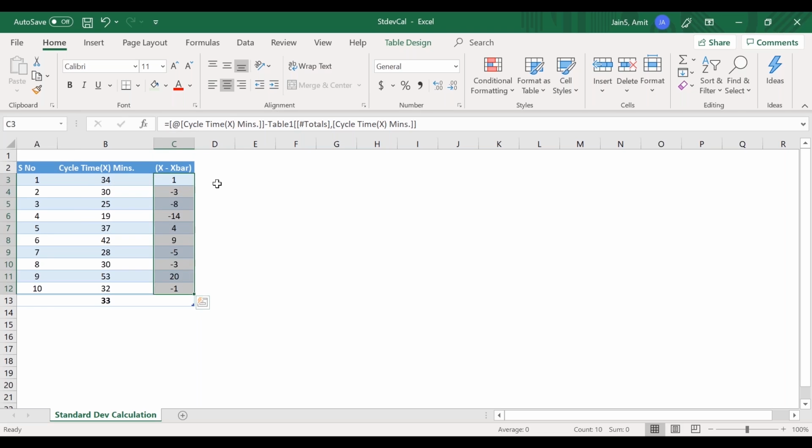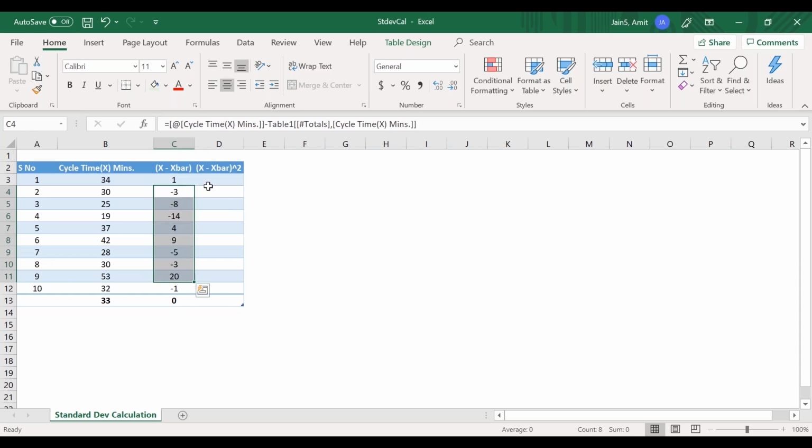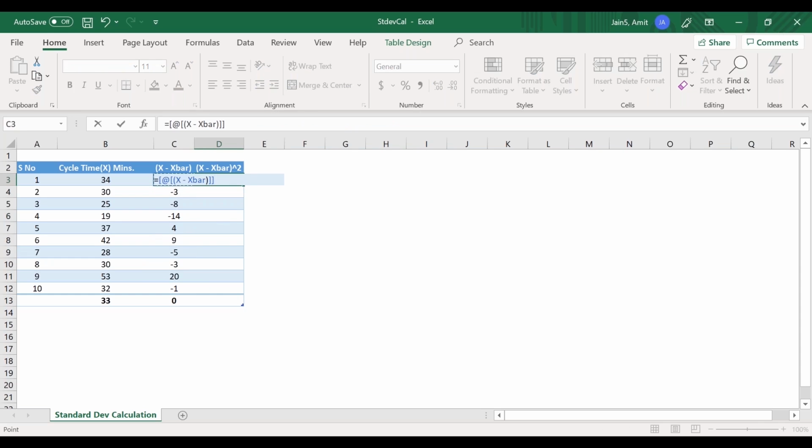Okay, but there are certain negative values here. If we do the sum, it has come to be 0, obviously, because it's the distance of each value from its mean. Now, if you actually look at it, there are certain negative values. To negate the effect of negative values, we square these values. I've just squared all the values and we got this.